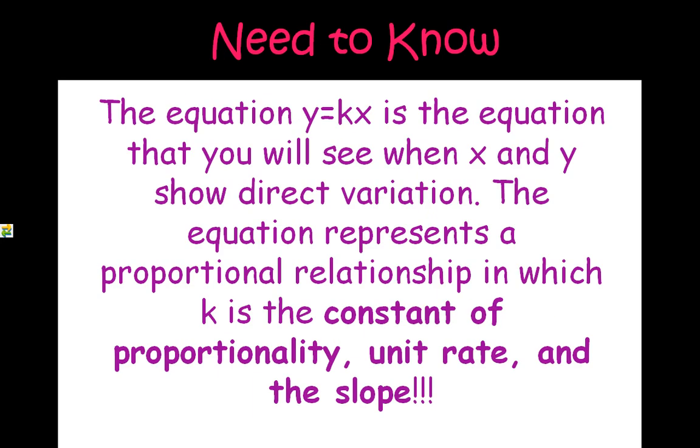Something you need to know for the next examples, and we will review: the equation y equals kx is the equation that you will see when x and y show direct variation. The equation represents a proportional relationship in which k is the constant of proportionality, the unit rate, and the slope. And we know how to find that constant of proportionality. Remember, you take y divided by x.